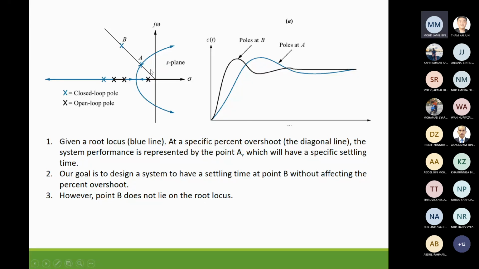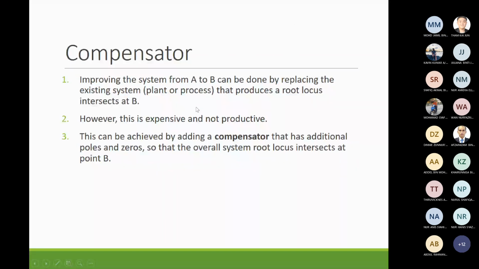So what can we do if we want our system to behave similar to point B? We need to add something to the system, which is the compensator or the controller. We can add a compensator or controller to change the shape of the root locus such that it will cross point B. So here we can use a compensator.